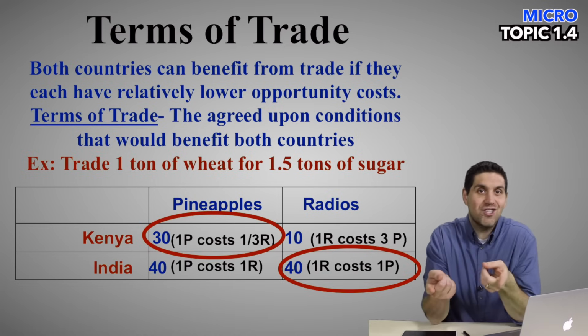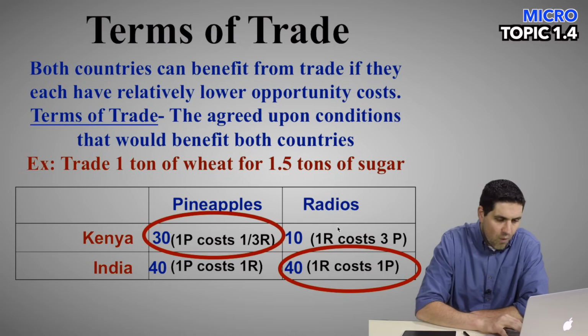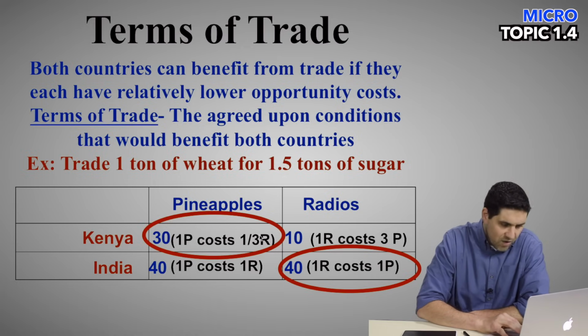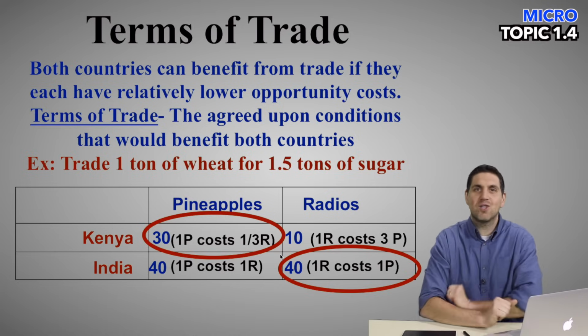Now, let's use the quick and dirty to check to see if you're actually right. 30 times 40 gives you 1,200. 40 times 10 gives you 400. 1,200's higher. That must be the right answer. Done. Output question. That's the quick and dirty.